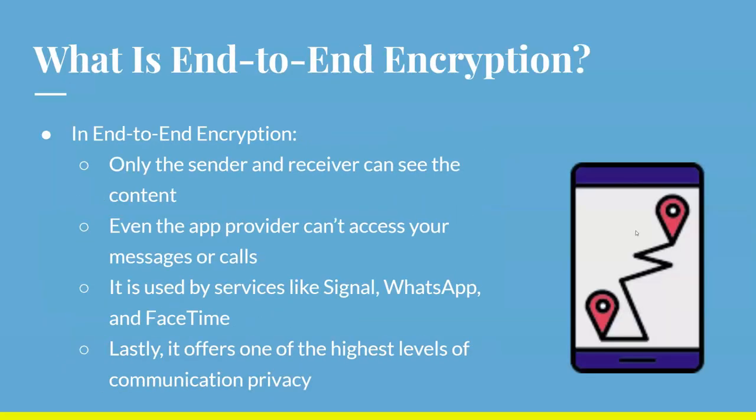So what is end-to-end encryption? This is a very popular form of encryption, something that, let's say, WhatsApp uses, for example. In end-to-end encryption, only the sender, so that could be me, and if the receiver is my parents, only me and my parents can see it. No one in that pipeline where it's being sent, the internet service provider, can see it. Further along that, WhatsApp can't see it. Only the sender and receiver can access the content, and the app provider can't access your messages and calls. It's used by services like Signal, WhatsApp, and FaceTime, and it offers one of the highest levels of communication privacy. If you're sending a message, you probably don't want other people to see it, whatever the message may be.